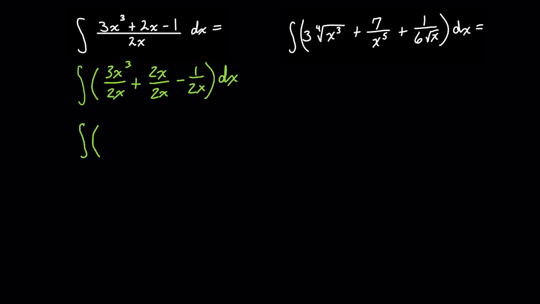This would be equal to 3x squared over 2, because one of those x's will cancel out. This would be plus 1, and this would be minus, and then what I'm going to do is bring the x to the numerator... no, I take that back, let's not do that. We're just going to leave this as 1/2x dx.